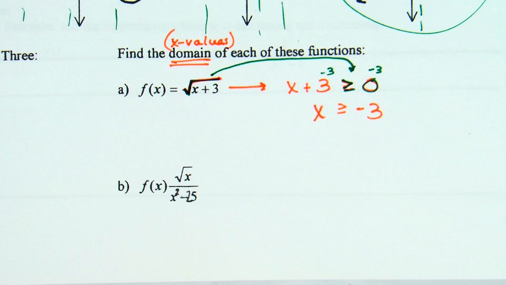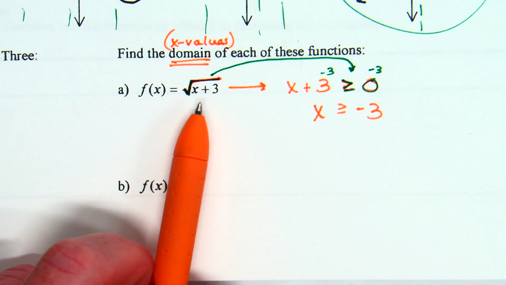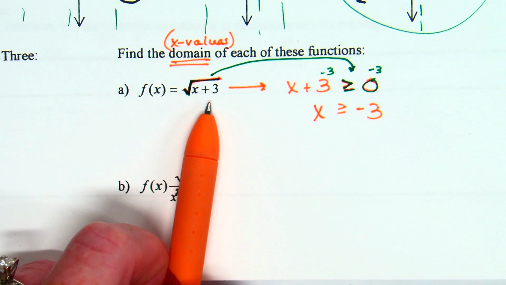Okay? Now, think about it. Numbers greater than or equal to negative 3. So if I put negative 3 in here, negative 3 plus 3 is 0. And we can do a square root of 0, right? Just 0. If we put in negative 2, negative 2 plus 3 is 1. Can we do the square root of 1? Yeah. If we put in negative 1, negative 1 plus 3 is 2. Can we do the square root of 2? Yeah, it's a decimal, but we can do it, right? And if we keep going up, there's always numbers we can put in.